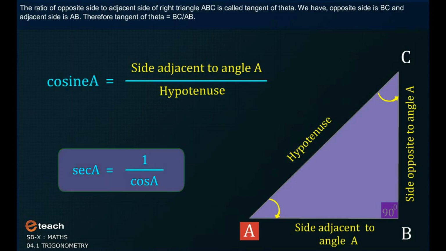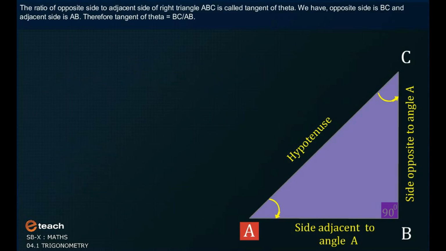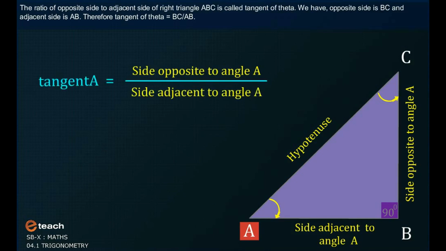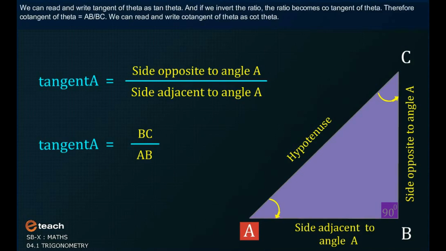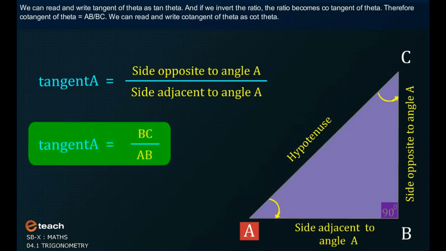The ratio of opposite side to adjacent side of right triangle ABC is called tangent of theta. We have opposite side is BC and adjacent side is AB. Therefore, tangent of theta is equal to BC upon AB. We can read and write tangent of theta as tan theta.